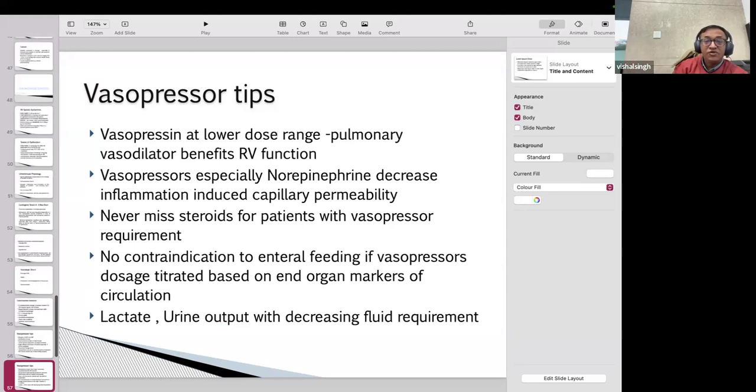Vasopressin at lower dose range, as we all know, benefits as a pulmonary vasodilator, but at a higher dose, it's a constrictor only. Vasopressors, norepinephrine decrease inflammation, reduce capillary permeability, hence the excitement in sepsis. And never miss steroids for patients with high vasopressor requirement and vasoplegia. There's no contraindication to enteral feeding if vasopressor dosing is titrated based on end organ markers of circulation, and you're not overdoing anything. And what is this? Your lactate, your urine output, and your decreasing fluid requirement.